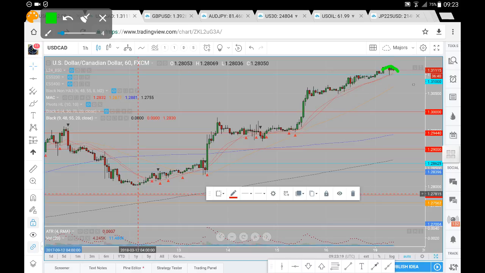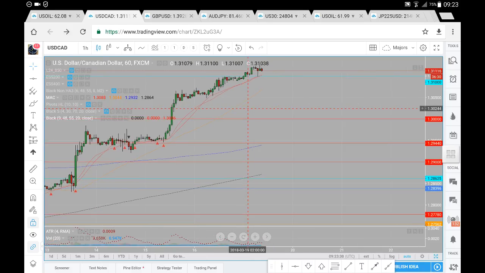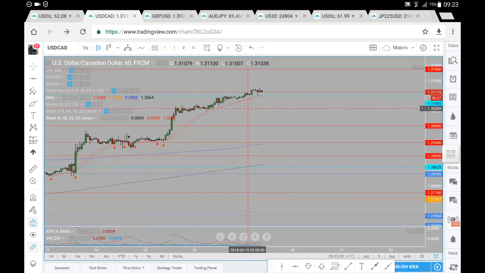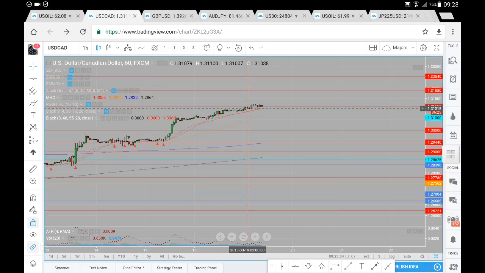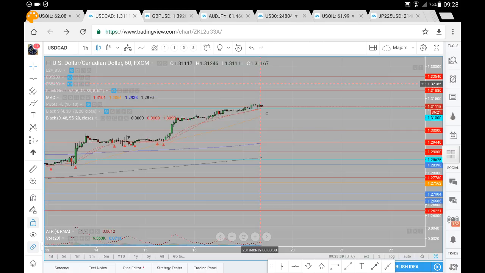Now, we do seem to have already had a test of the 131 with the added confluence of the 20-period moving average. So if we do have another test and we do hold on to this 131, the very next level to the upside that we are looking at here, these are levels that we are looking at to the upside on the USDCAD.